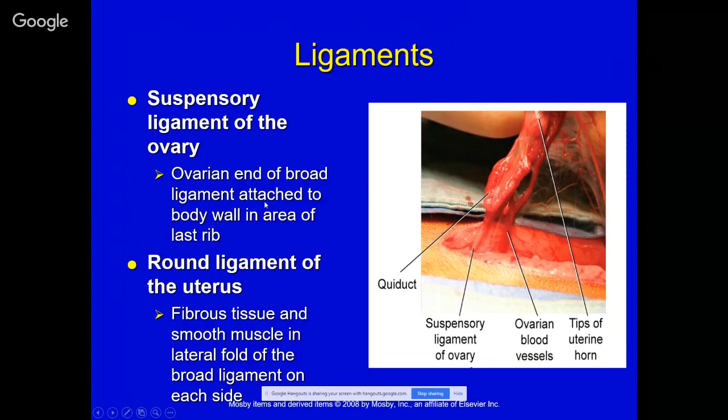It's the ovarian end of that broad ligament, and it's attached to the body wall in the area of the last rib. There's also the round ligament of the uterus. You don't see it here, but it's over here a little bit. It is fibrous tissue and smooth muscle in the lateral fold of the broad ligament on each side, and often we need to break down that round ligament as well. We break down the suspensory ligament of the ovary in order to pull the ovary outside of the body wall so that we can clamp the ovarian blood vessels and tie those off when we're removing the ovary and the uterus.